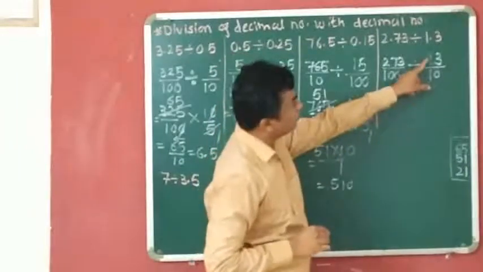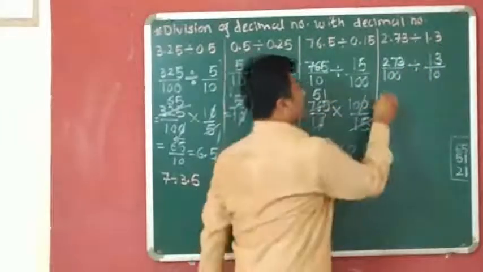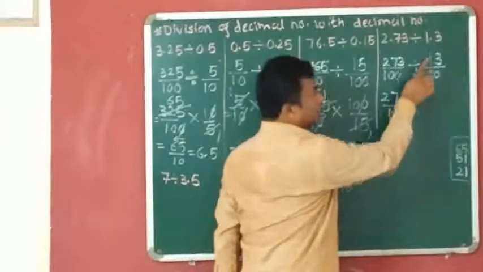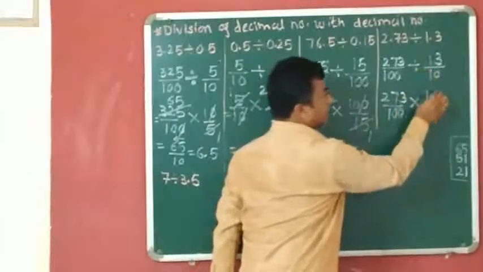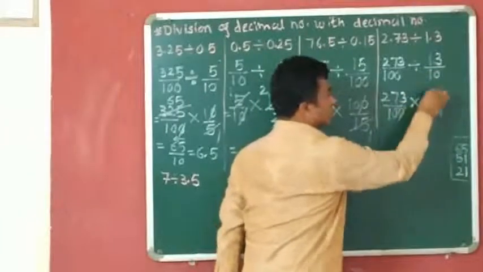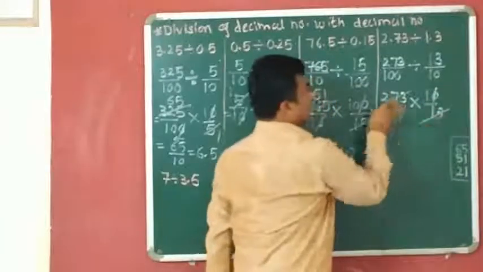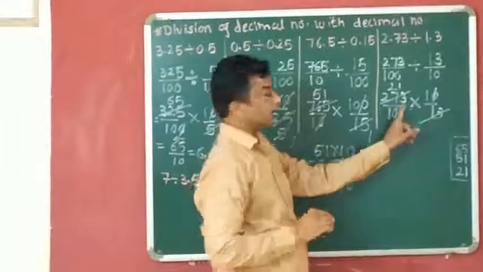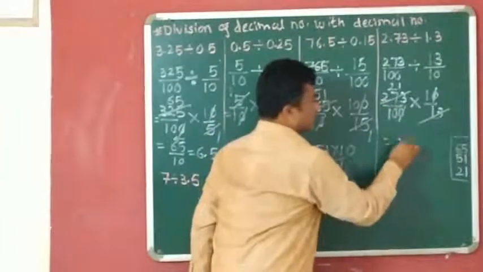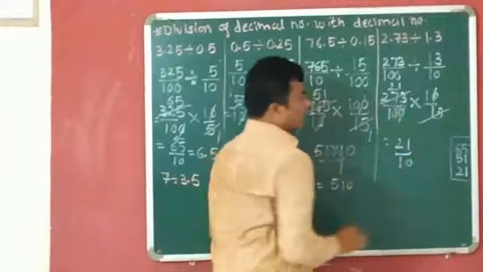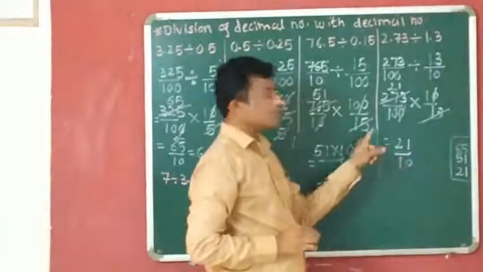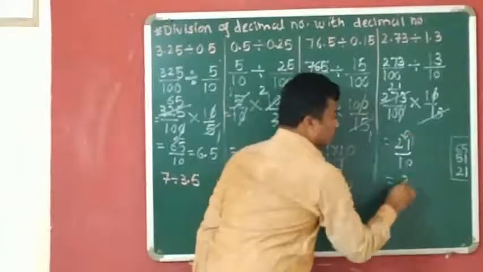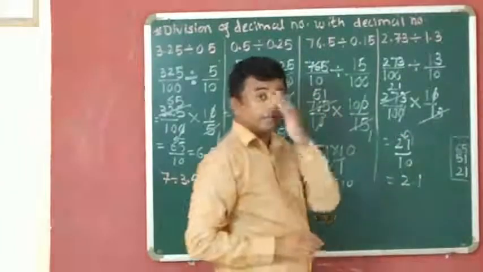So we will do the reciprocal of 13 by 10. So 273 divided by 100, multiplied by the reciprocal of 13 by 10, which is 10 by 13. The zeros cancel. And here 13 21s are 273. So 21 is left on top and 10 on the bottom. Now, division by 10: the decimal point moves one place to the right. So the final answer is 2.1.